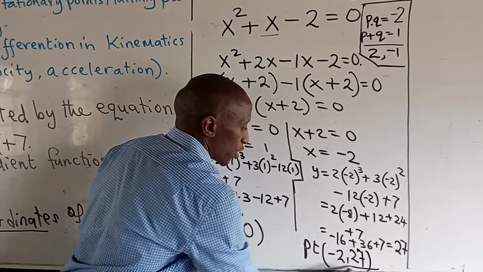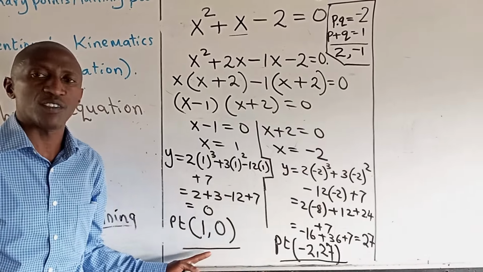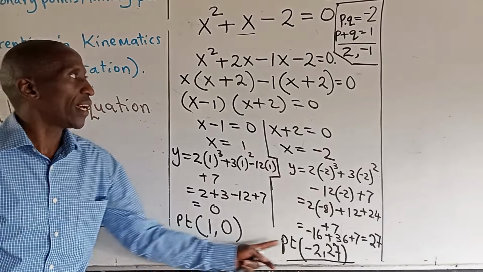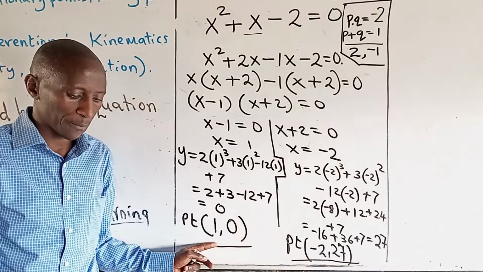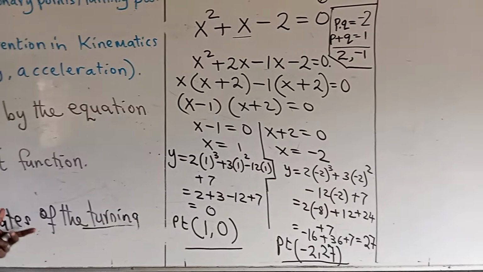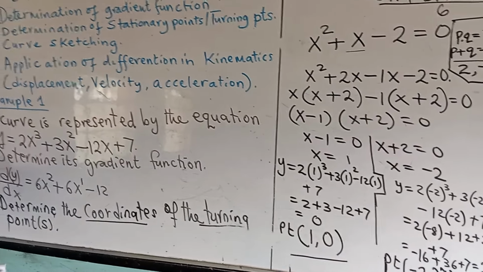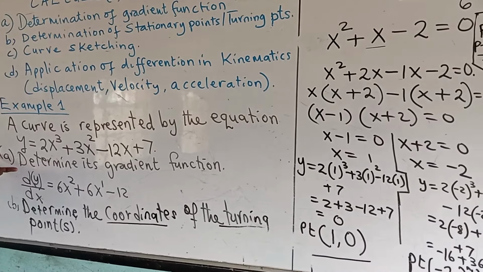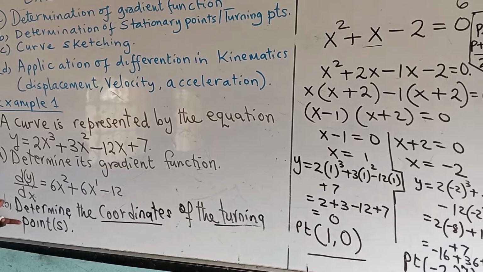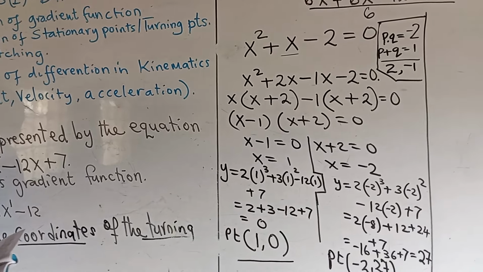So these are the two stationary points, the coordinates of the two stationary points, which we are able to answer in part A. That is part B. Determine the coordinates of the turning points. Let's look at part C.